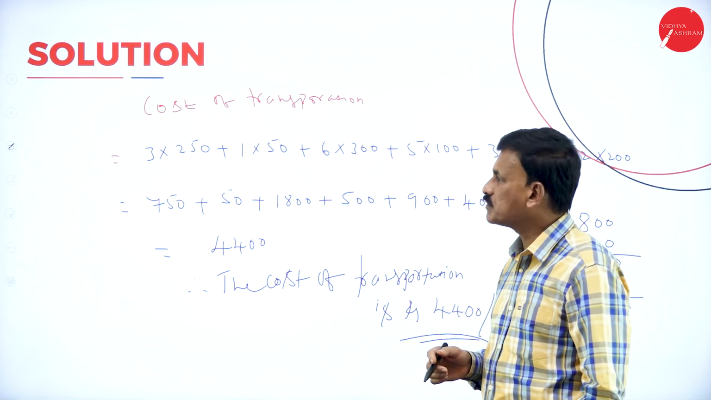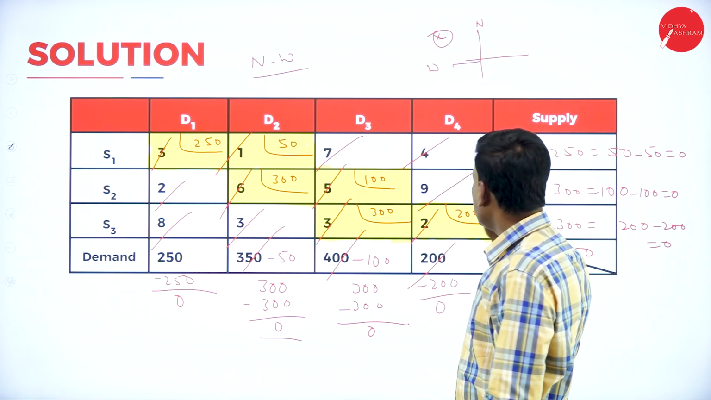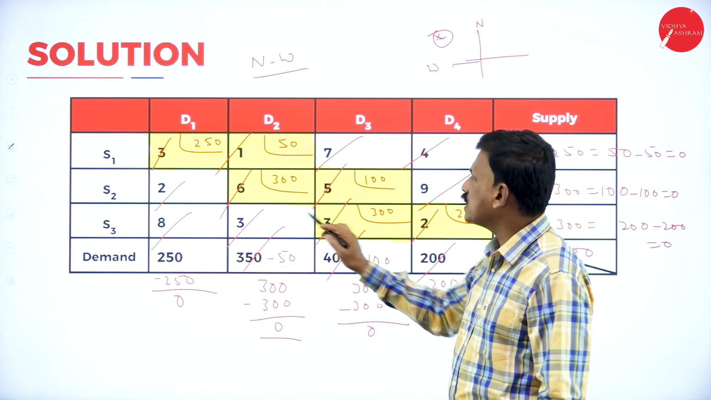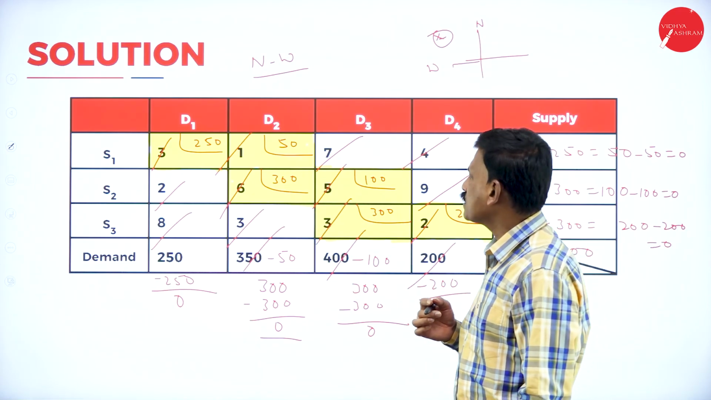Just multiply this and add. If you multiply and add, you will get the cost. This yellow line indicates the sum, which gives the cost of the transportation.